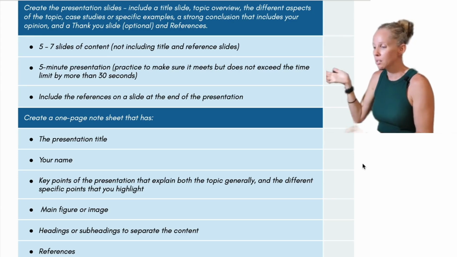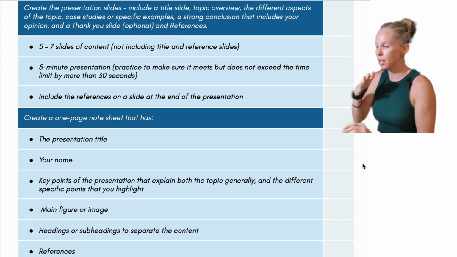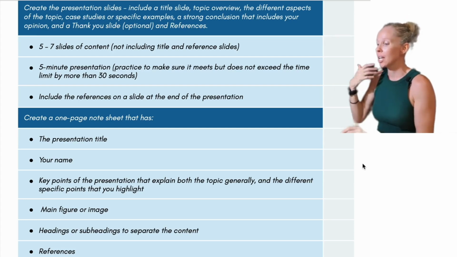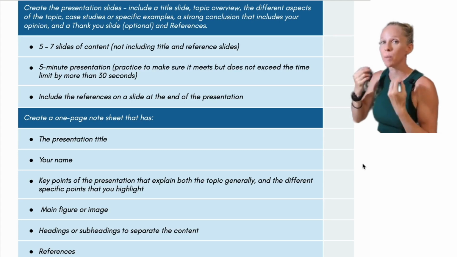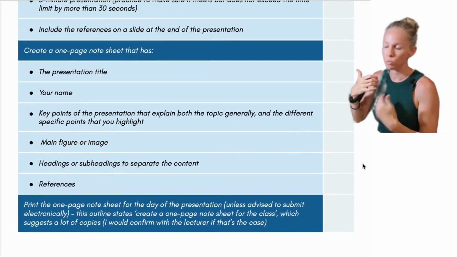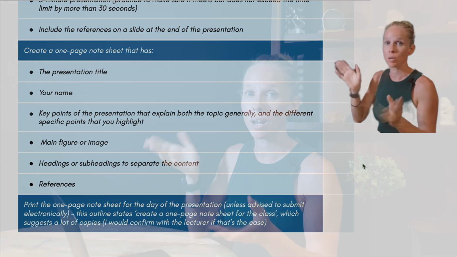I would have a title slide, a topic overview slide, and then I would have slides for the different aspects of the topics and my case studies, and then a strong conclusion that includes my opinion. I would always have a thank you slide. That's optional, that's just me, or maybe a slide that says, does anyone have any questions? And then I would have my references at the end. Usually you don't need to show your references in your actual presentation, but when you're finished and you said thank you, you just hit the key on the keyboard to show your reference slide. So that tells me I need between 5 and 7 slides of content.